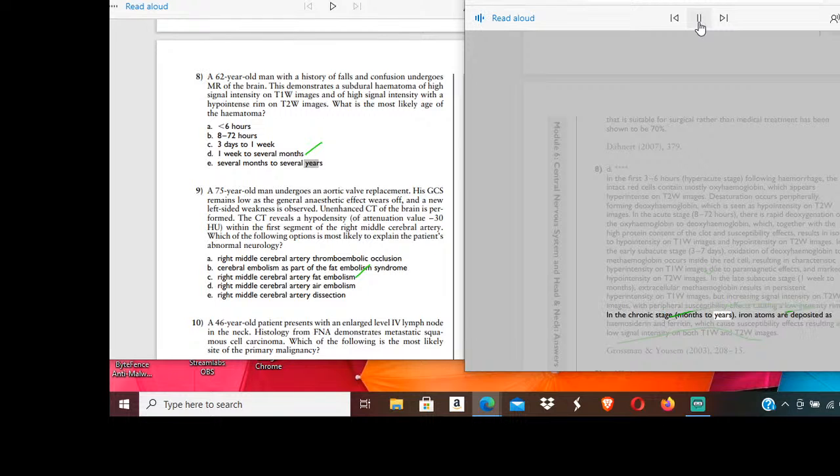In the chronic stage, months to years, iron atoms are deposited as hemosiderin and ferritin, which cause susceptibility effects resulting in low signal intensity on both T1W and T2W images. Grossman and Yousem, 2003.